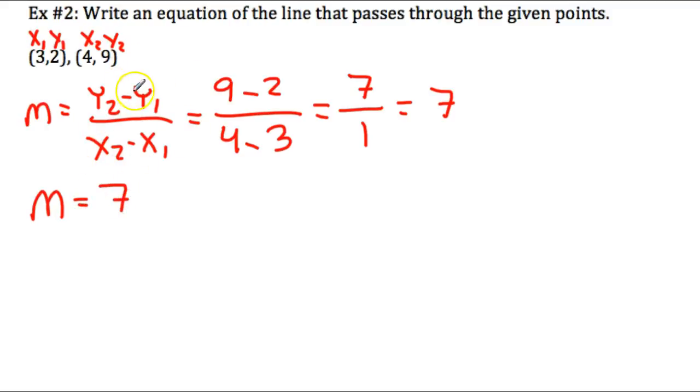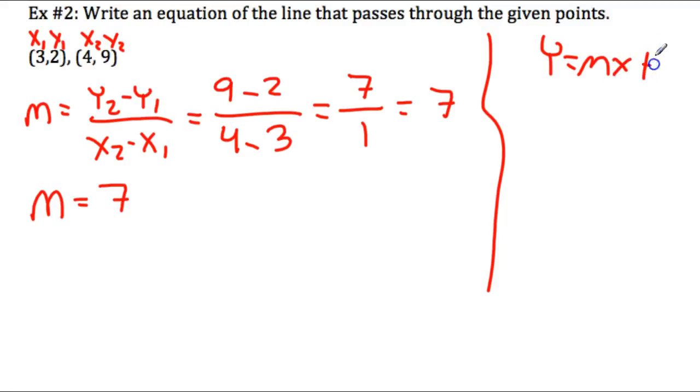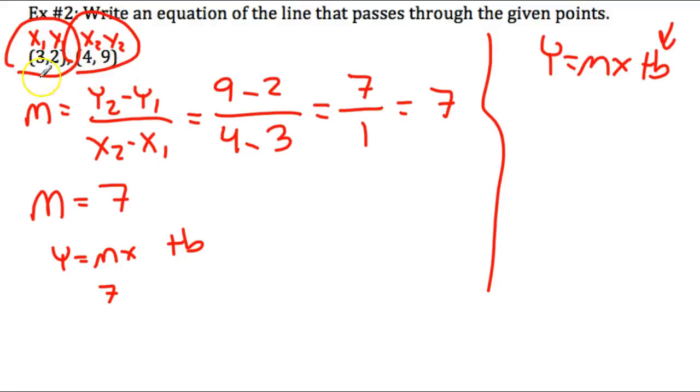Now, I know my slope, but I need this formula, right? Y equals mx plus b. I need to find the b. So to do that, I need to plug in everything that I know. So y equals mx plus b. My m is 7, so I'll put 7 right there. Now I need my x and a y. I can choose either one of these points. It does not matter which one you choose. I'm going to choose this one right here, the first one.